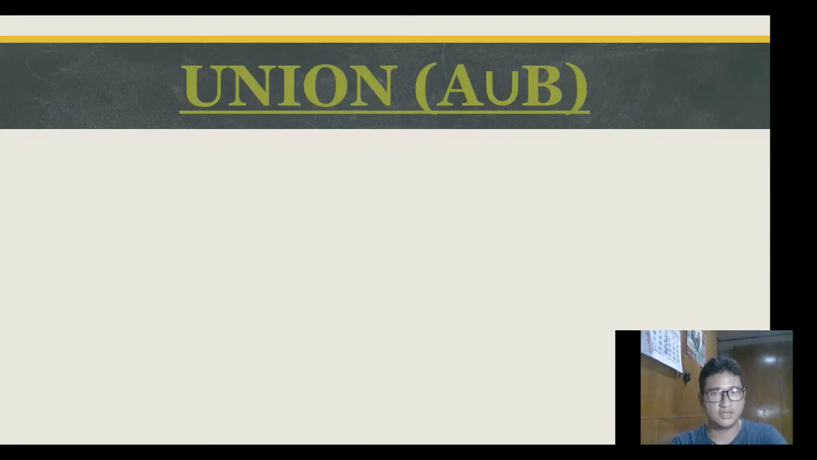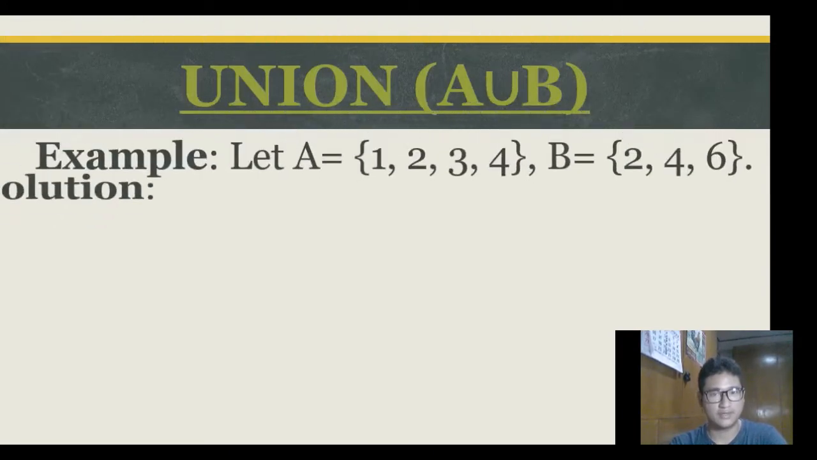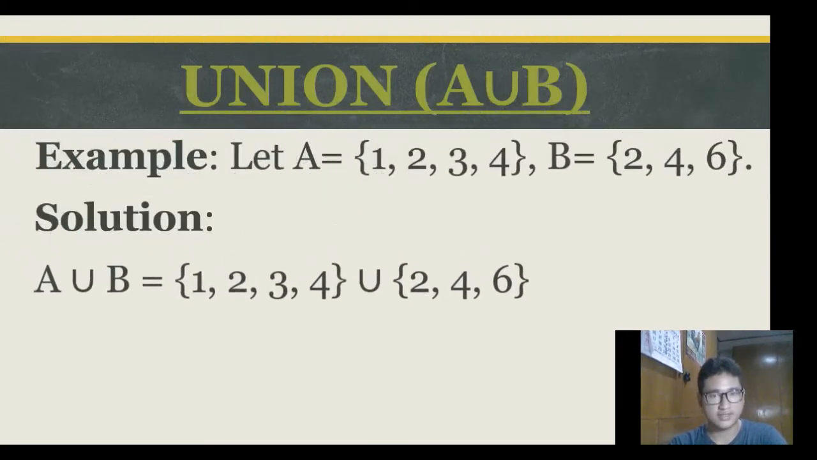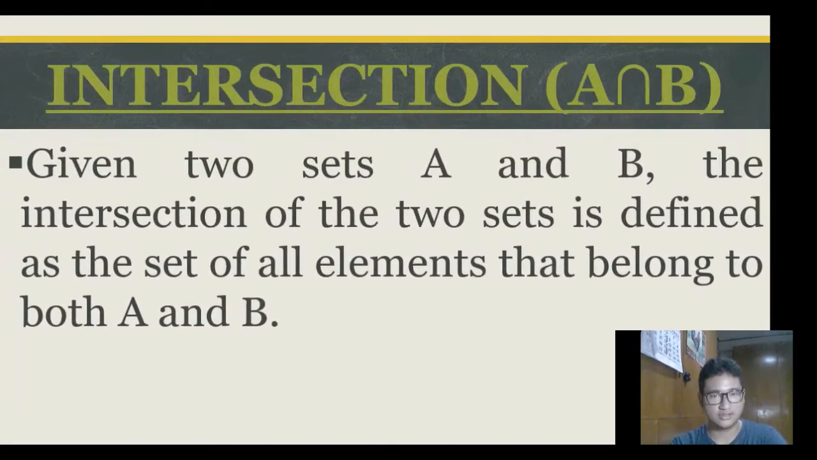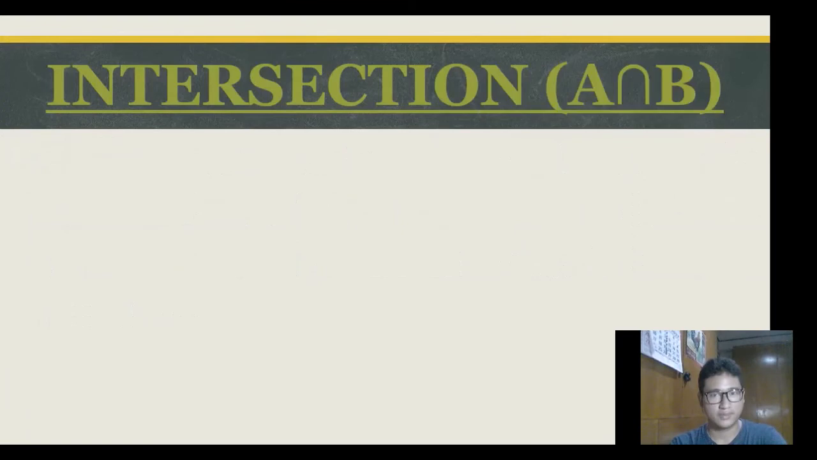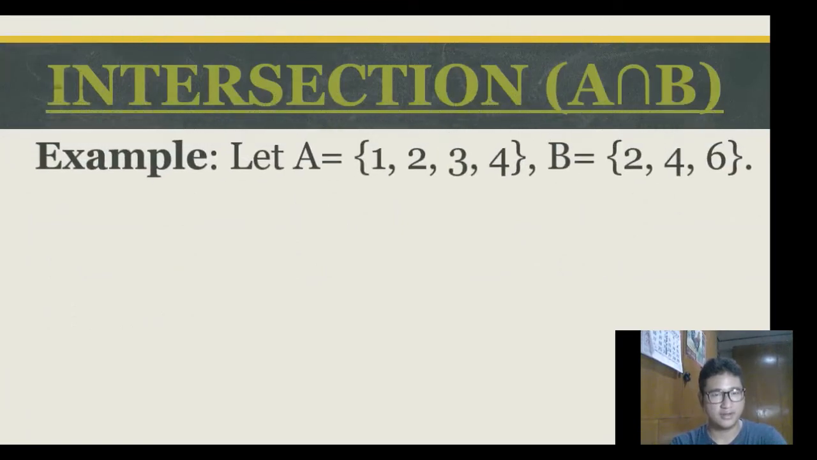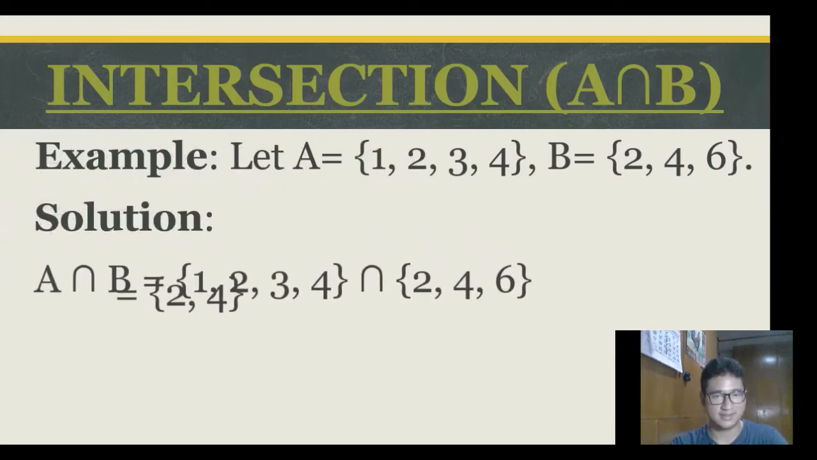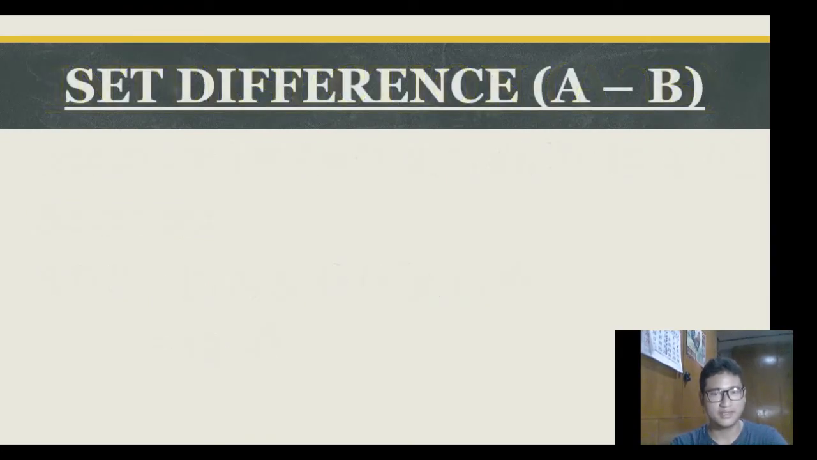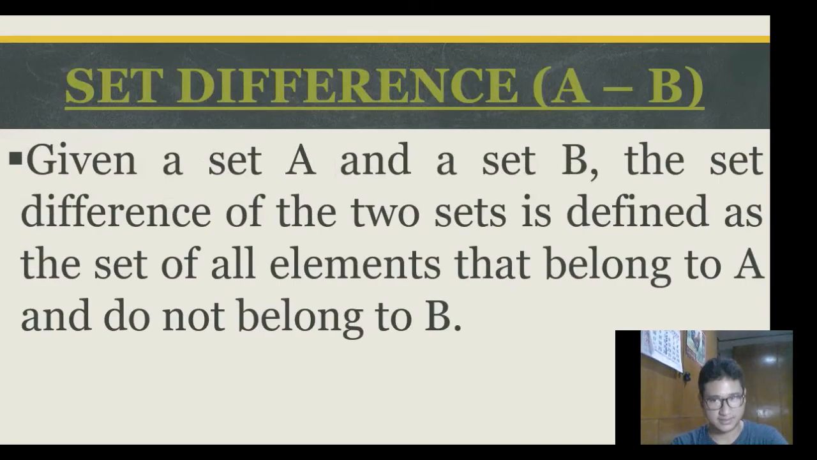So union, from the name itself, the elements of all sets are combined to a singular set, just like the example here. Next, we have the intersection. What we need to remember here in the intersection is the common elements between the given sets, as seen in the example.